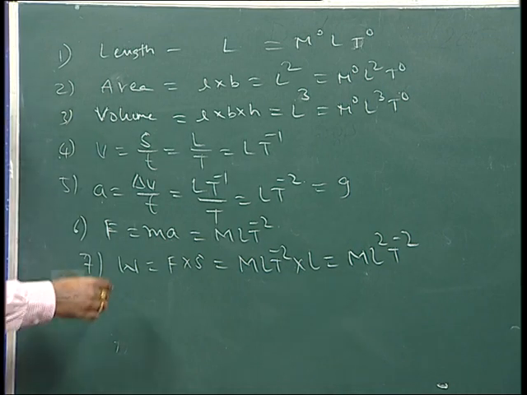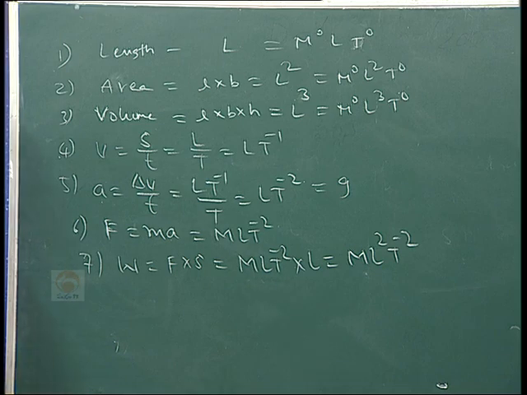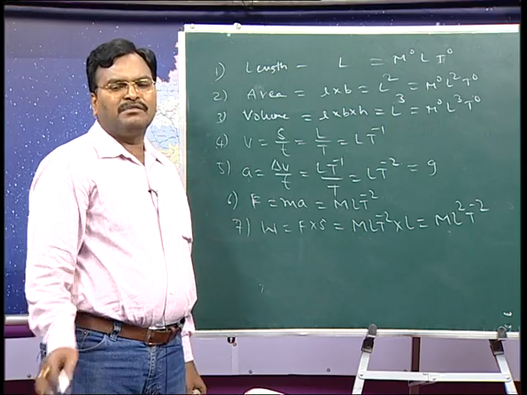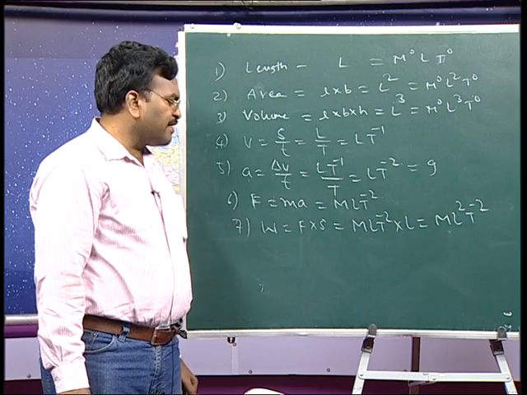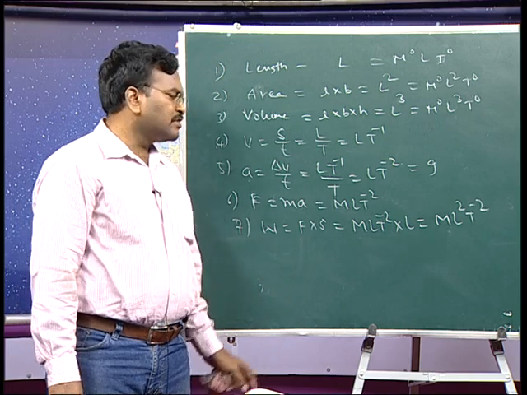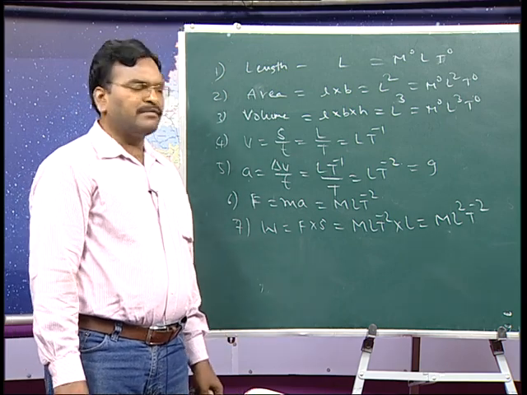Work done and energy. What is energy? Capacity to do work. Here there are no separate formulas for energy. So work and energy have the same units and dimension formula. Energy, kinetic energy, potential energy, heat energy. So what is the dimension formula? M L square T power minus 2.